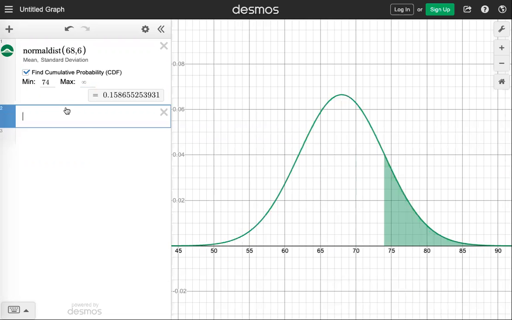And it's going to give me the decimal 0.1587 if I round up that 6 to a 7. And then I have to move the decimal point to the right twice to get my percentage. And that's going to be 15.87% of all the data.